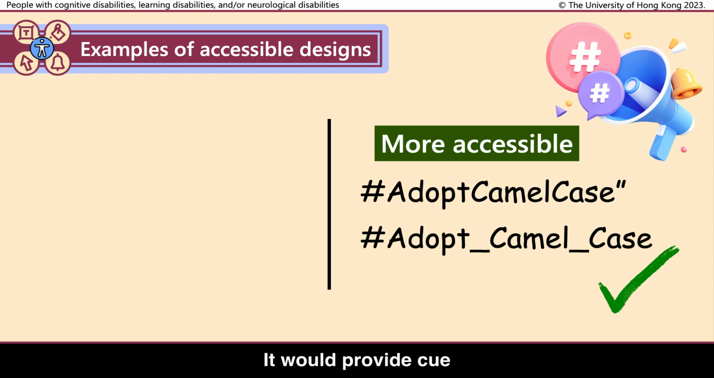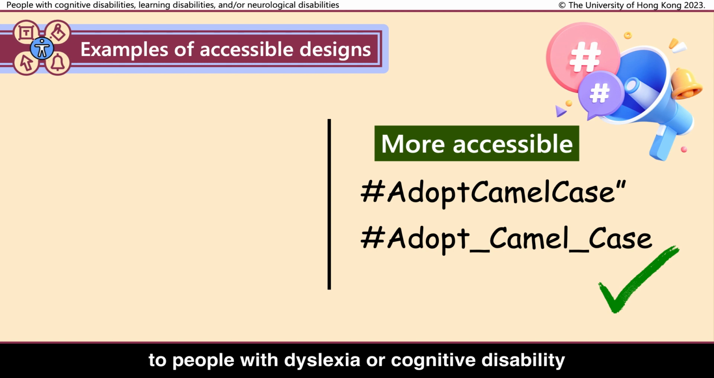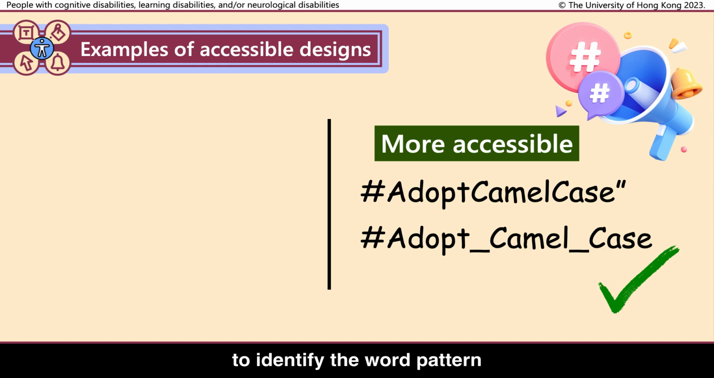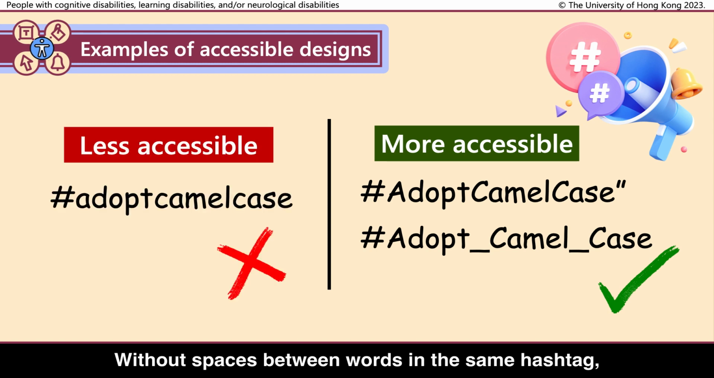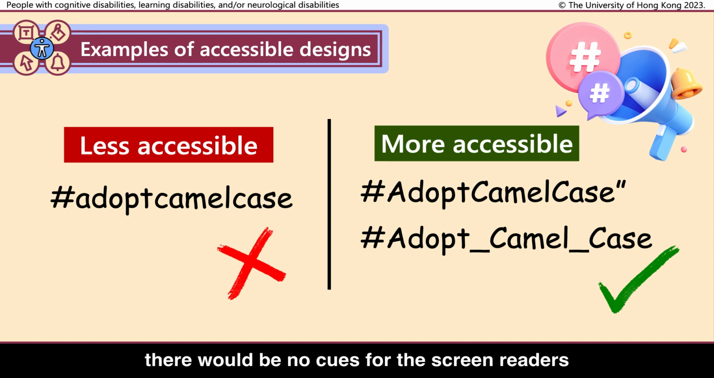It would provide cues to people with dyslexia or cognitive disability to identify the word pattern and recognize the words in the hashtag. Text-to-speech functions or software might be able to read aloud the hashtag as different words as intended. Without spaces between words in the same hashtag, there would be no cues for the screen readers to distinguish the separate words in the hashtags.